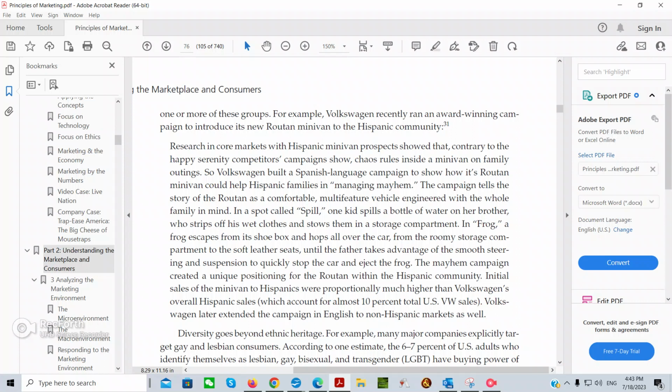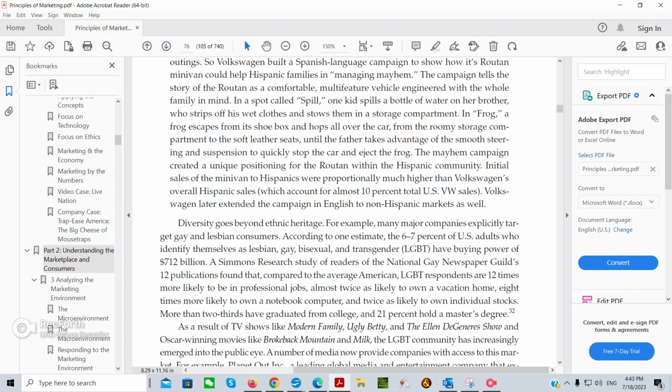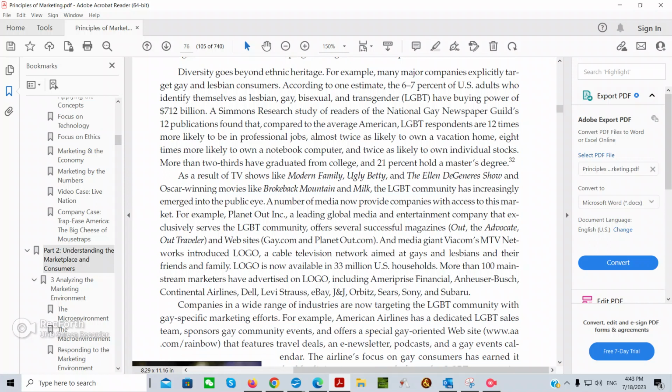Initial sales of minivans to Hispanics were proportionally much higher than Volkswagen's overall Hispanic sales, which account for almost 10% of total U.S. VW sales. Volkswagen later extended its campaign to English-language, non-Hispanic markets as well. And I would comment that their original market was non-Hispanics, because it is a German car company.